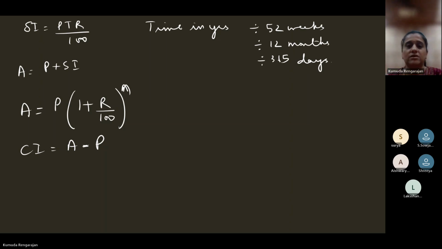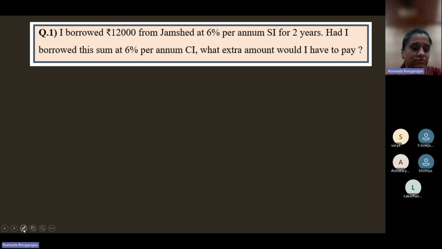Look at this question. I borrowed rupees 12,000 from Jamshed at 6% per annum simple interest for 2 years. Had I borrowed this sum at 6% per annum compound interest, what extra amount would I have to pay? All right.